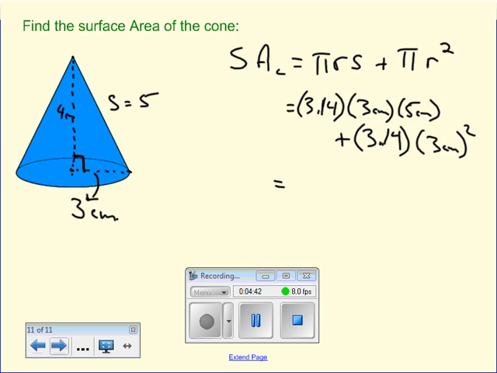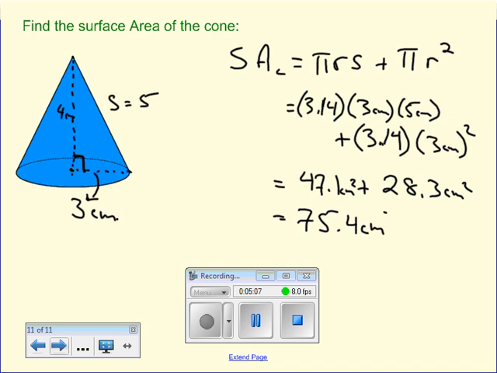So I get a total of 47.1, rounded of course, for the first section, plus 28.3, also centimeters squared, for a grand total of 75.4 centimeters squared.